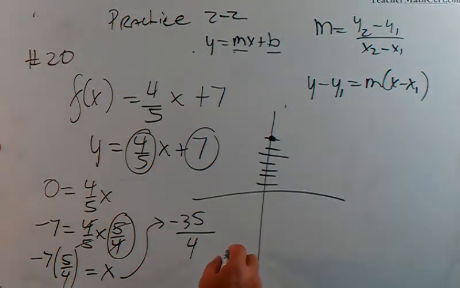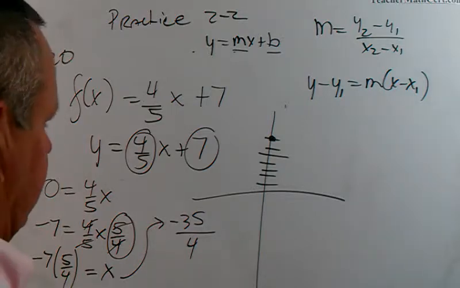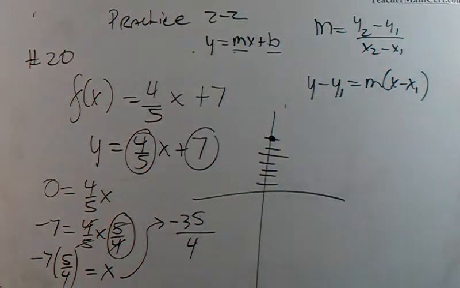And what's our y going to be? Our y is going to be 7 where it crosses the y-axis.